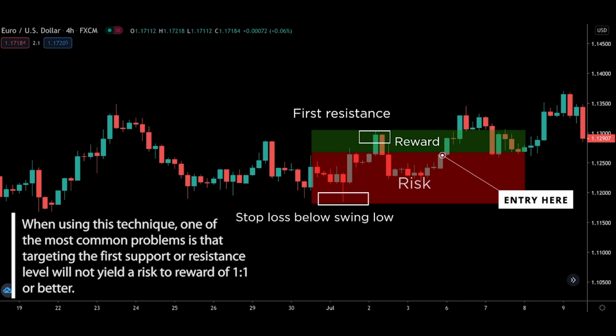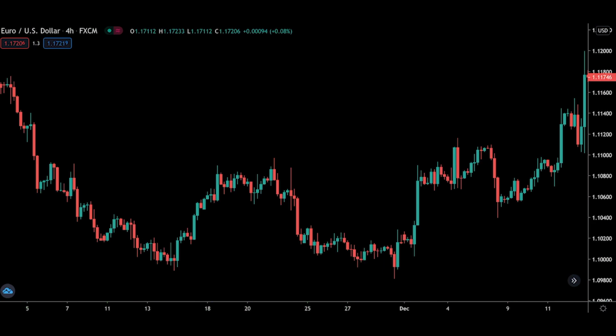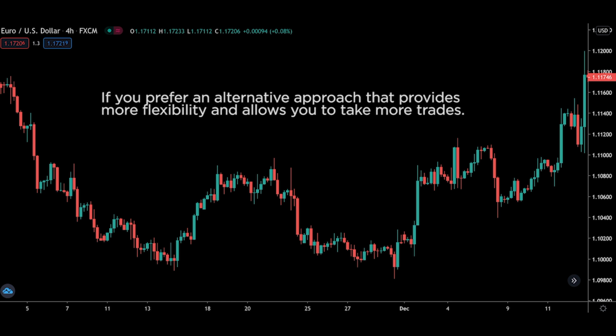If you find yourself facing this problem, the simple solution is to skip the trade. The market is always offering great opportunities, so there is no need to chase after trades that do not provide an asymmetrical payout. If you prefer an alternative approach that provides more flexibility and allows you to take more trades, keep watching because this second technique will let you do that.